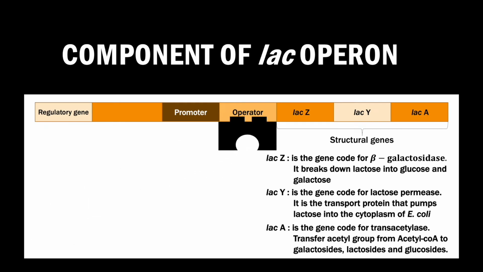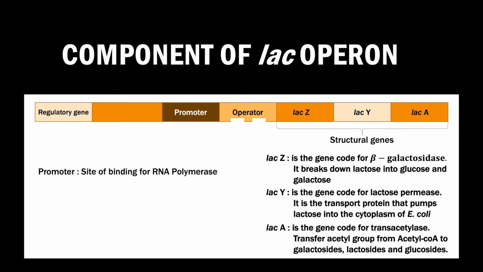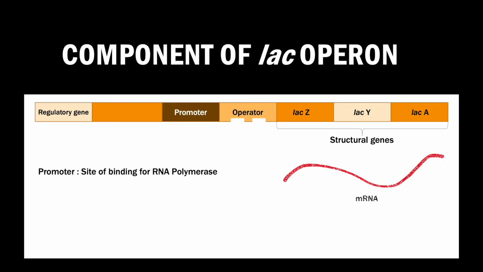Next, we have the promoter. Promoter is the site of binding for RNA polymerase. RNA polymerase will bind to the promoter of the operon, unwind the DNA, and begin to move downstream, carrying out the transcription process, resulting in the production of mRNA. The translation of the mRNA will result in the production of the various proteins that we have just mentioned.